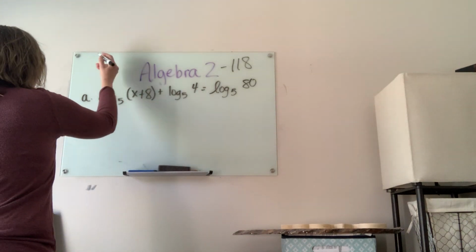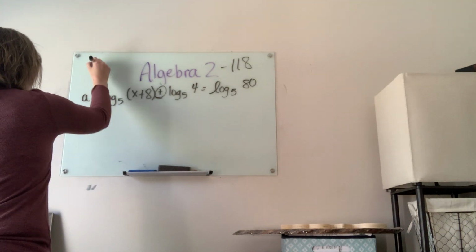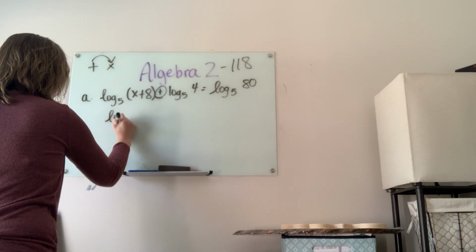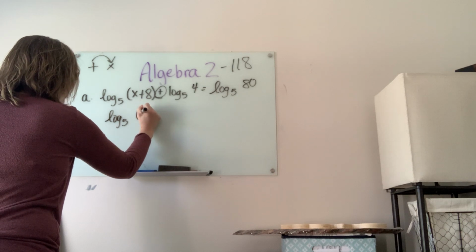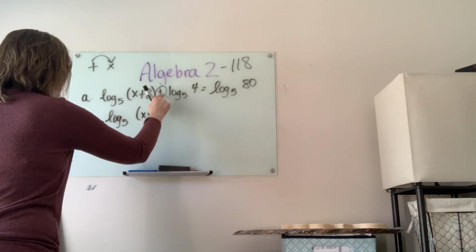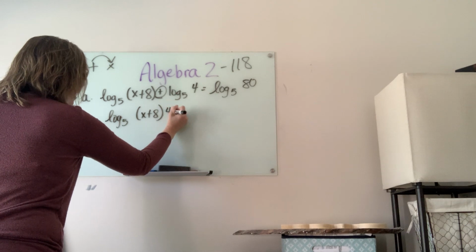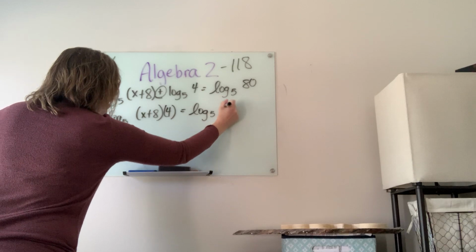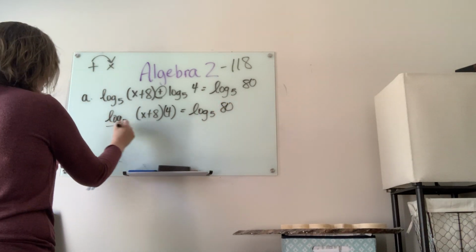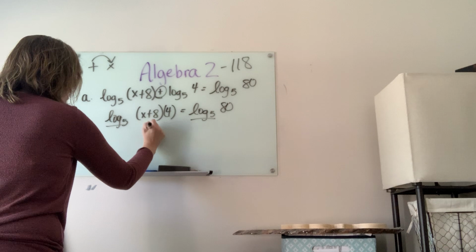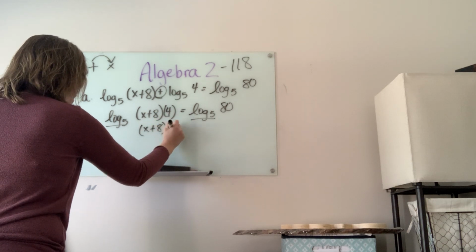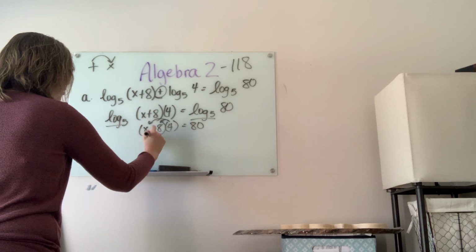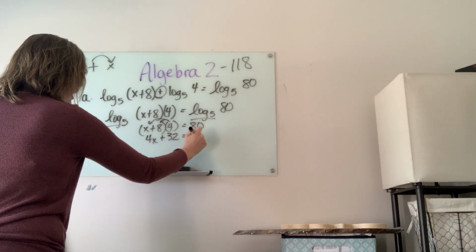Let's think through. If I'm adding, the step after addition is multiply. So what does that mean? Log base 5 of x plus 8. Since I'm adding, I'm going to multiply. Times 4 equals log base 5 of 80. Now, because my log base 5 are set equal to each other, x plus 8 times 4 equals 80. Now I'm going to distribute that 4 to both, so it'd be 4x plus 32 equals 80.